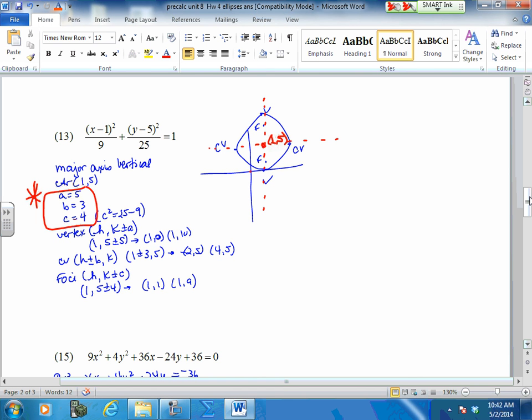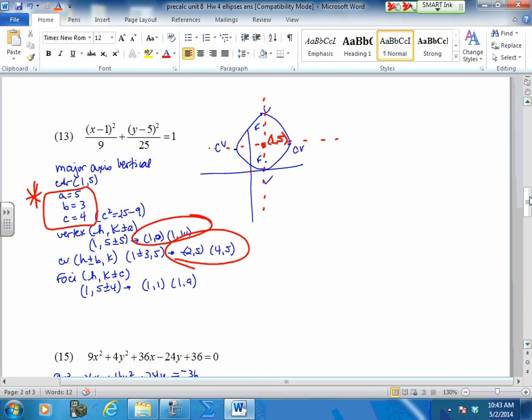So now, my vertices says my Y is moving 5 units down to the 1, 0, 5 units up to the 1, 10. Oh my, I don't know where it is. 1, 10, here it is. Okay, my co-vertices is my B. It's moving 3 over. 3 over puts me at 4, 5. 3 over puts me at negative 2, 5. There's my co-vertices. And my foci have to sit on my major axis. 3 up and down. 4 up and down.